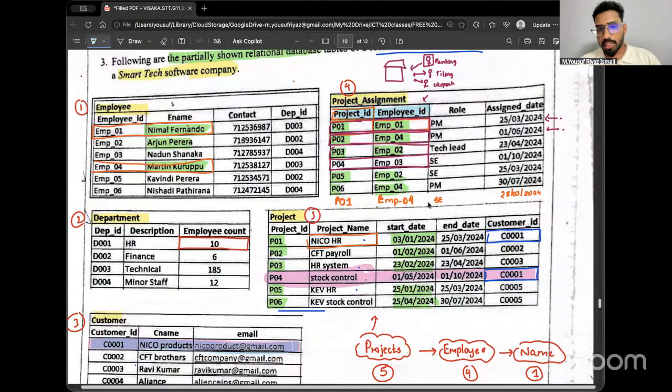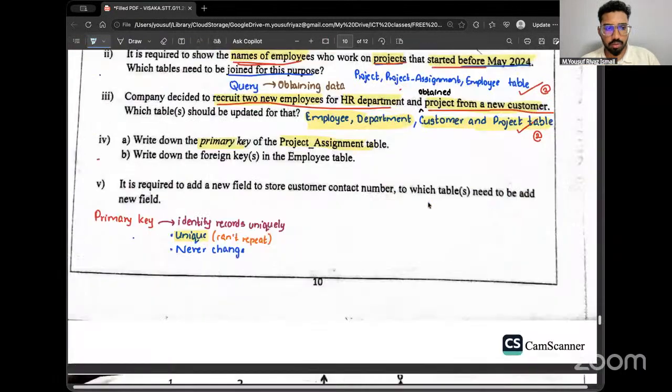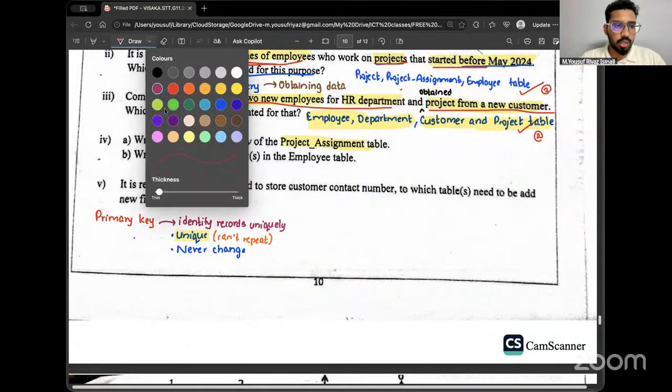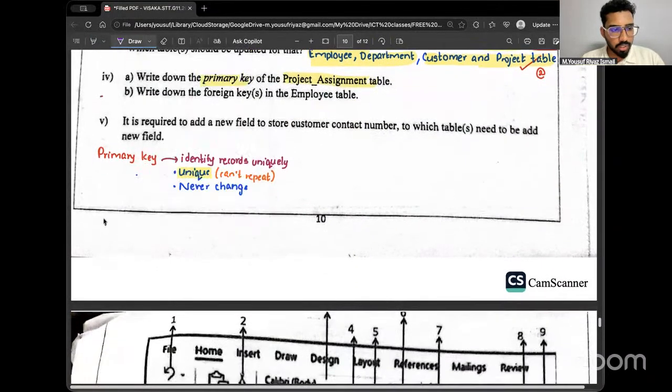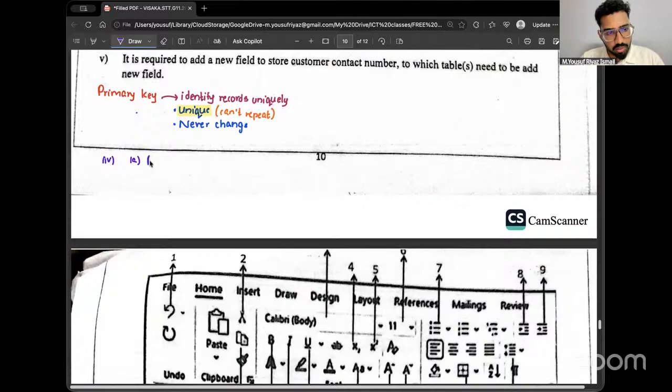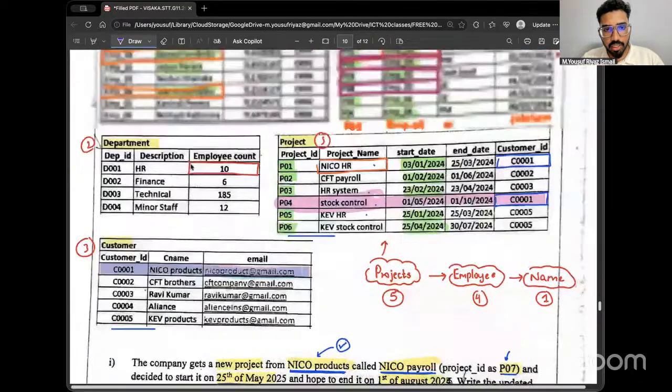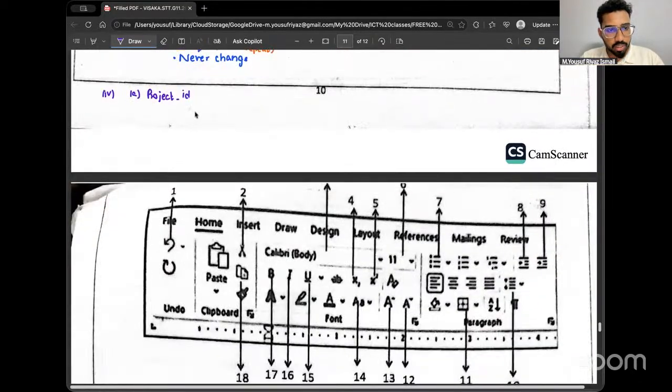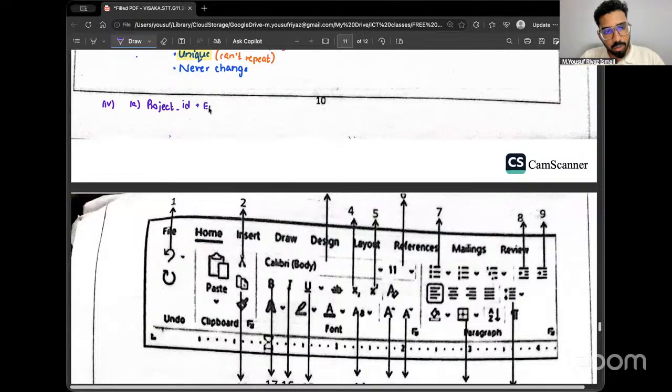So there are two possible answers you can mention for the fourth question. For Roman number 4a, one answer you can mention is we can take the project ID and employee ID only. Project ID and employee ID together. Okay, this is the answer.